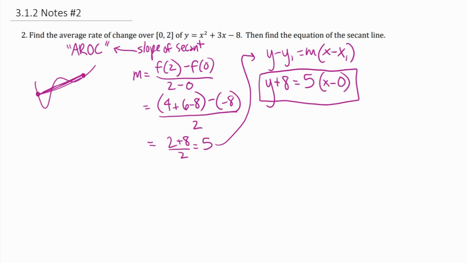So again, for the equation of a secant line, you could start with your x value, find the y coordinate, which in this case is negative 8 at x equals 0. Or you can plug in x equals 2, and if I plugged in x equals 2, I would get 2. And then just do y minus y1 equals m, the slope of the secant, aka the average rate of change, aka the slope between 2 points, times x minus your x1. And that's it.